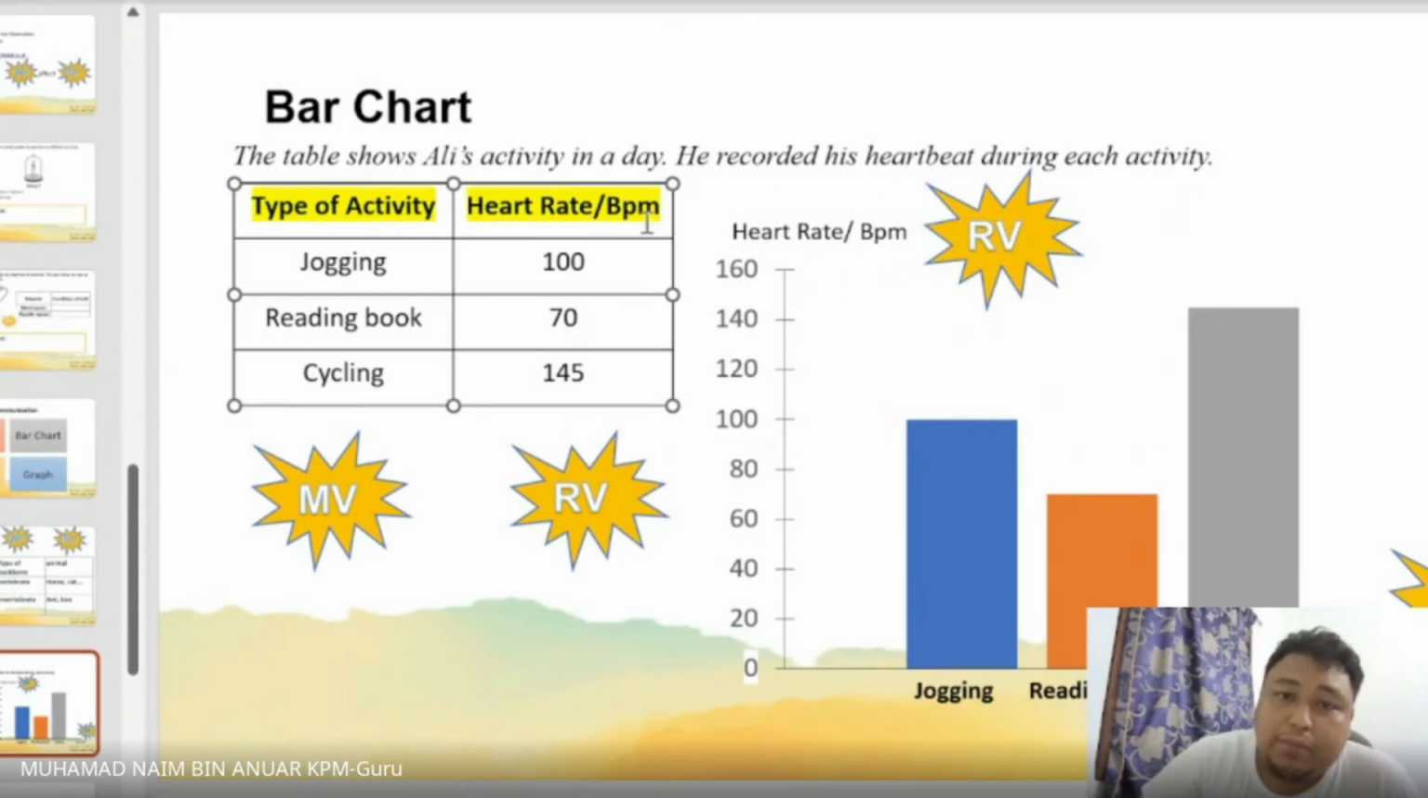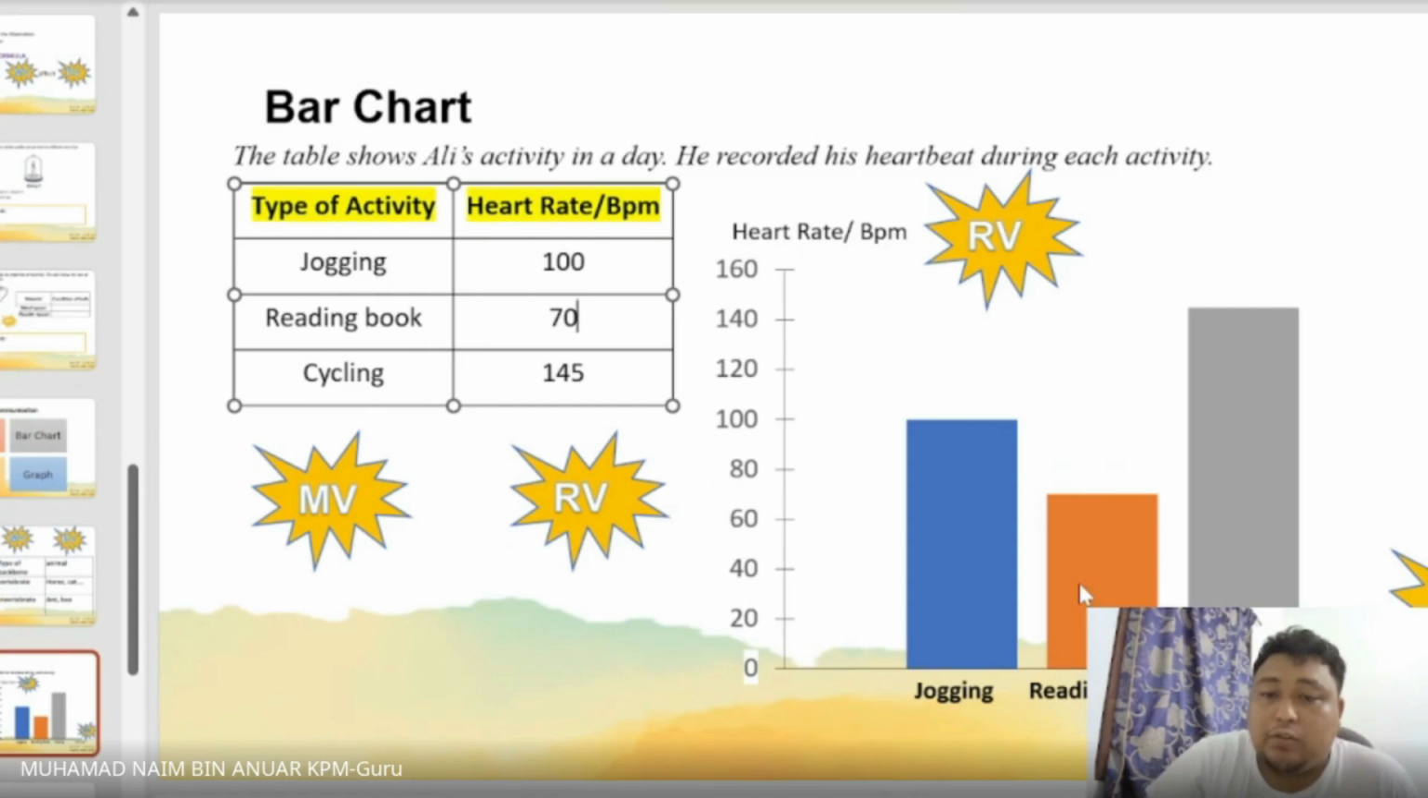Now look at the table. What is RV? RV is heart rate. The numbers, remember, RV is numbers. What was our step just now? Number 1, number 2, number 3, number 4. Number 4 is numbers. And MV, down here, is the type of activity. Then next, you can plot your bar.